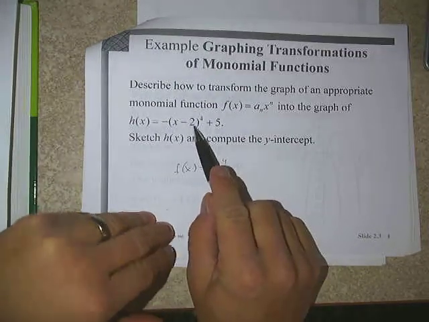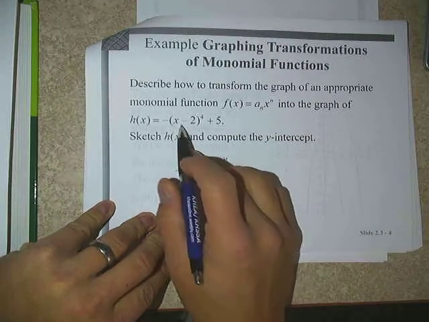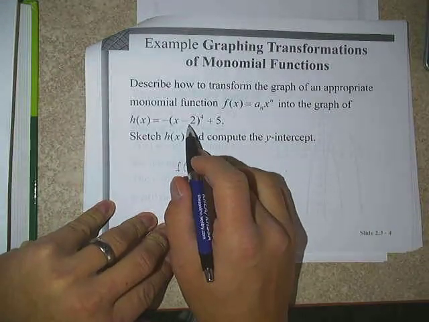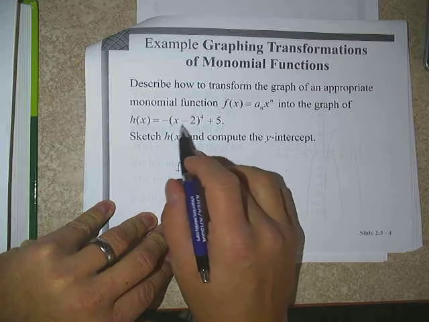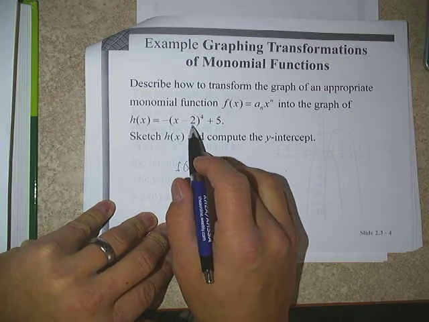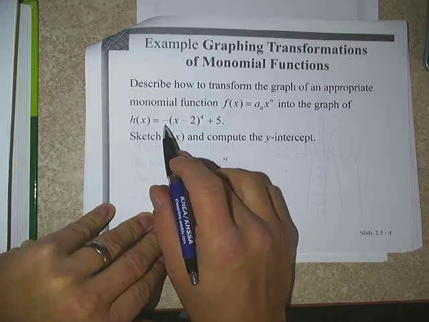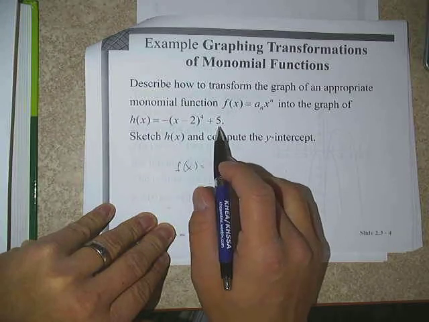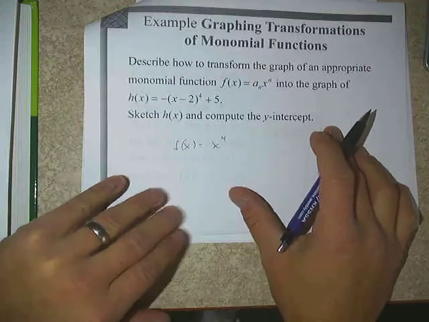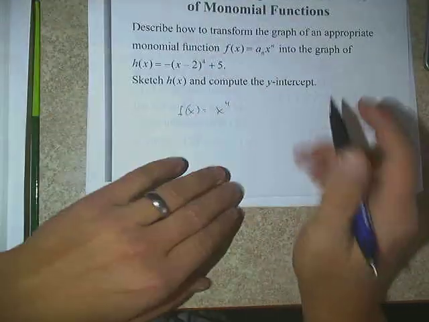Well, let's start with the inside first. If we put this minus 2 in there, in the parentheses, what is that going to create? What's it going to make the function do if I put a minus 2 in there? It's going to go 2 to the right. The negative out front is going to make it flip over the x-axis, and then finally the 5 will make it go up 5.